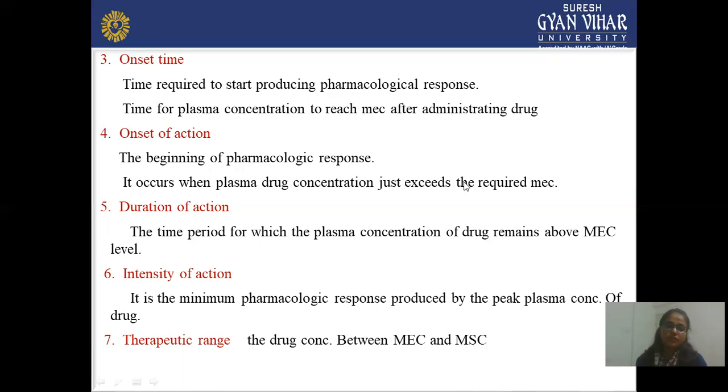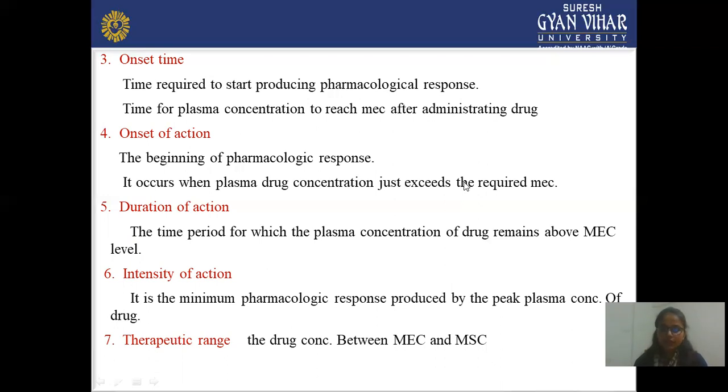In duration of action, duration means the time interval for which the effect is shown. Duration of action is the time period for which the drug concentration remains above the MEC level. After the minimum effective concentration, some pharmacological response is produced while the drug is present in plasma, and the time for which it shows the effect above the MEC is known as duration of action.